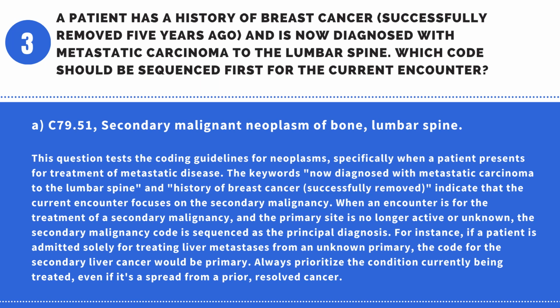For instance, if a patient is admitted solely for treating liver metastases from an unknown primary, the code for the secondary liver cancer would be primary. Always prioritize the condition currently being treated, even if it's a spread from a prior, resolved cancer.